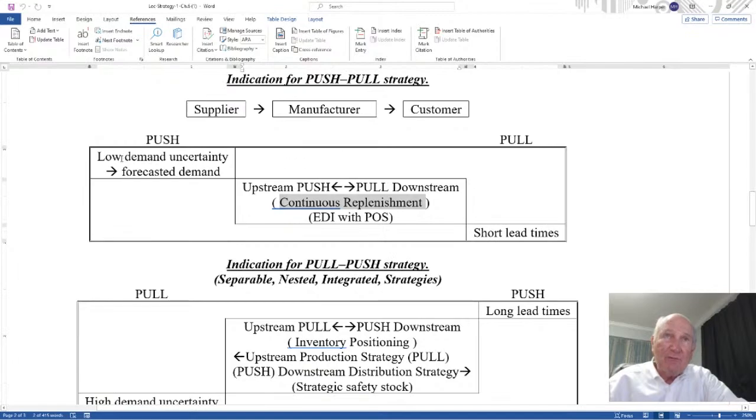But the demand, the forecasted demand, is pretty low uncertainty, high predictability. So therefore, you can have the inventory, and you don't need to carry it downstream because it's short lead times. So therefore, it's continuous replenishment. It's supported with EDI. We saw that last week in electronic distributed information and point of sale. So point of sale goes upstream, so you can have continuous replenishment, so you have more centralized information.